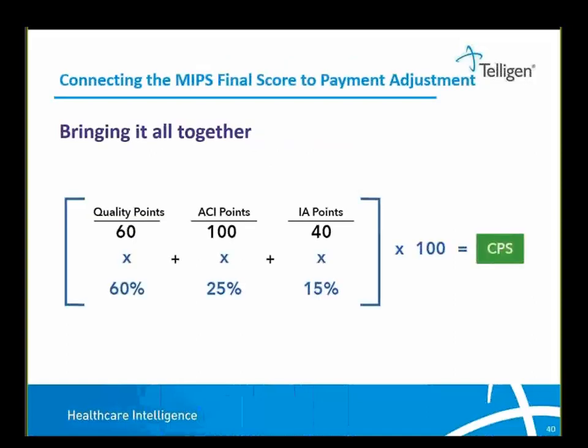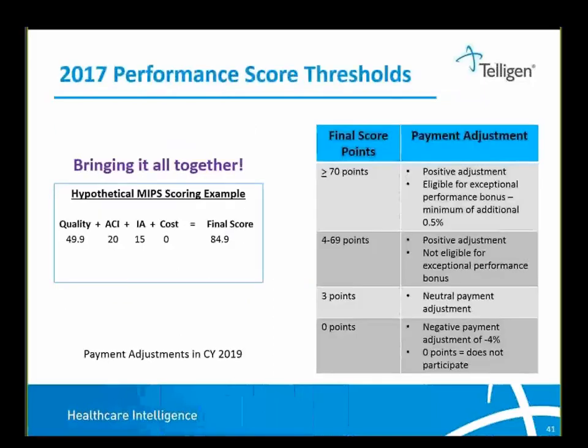So let's bring it all together. For 2017, the quality category is worth 60% and you can get a total of 60 points. ACI, you can get a total maximum of 100 points, and it's worth 25%. And improvement activity, total points is 40 for full credit, and that's 15% of the final score.